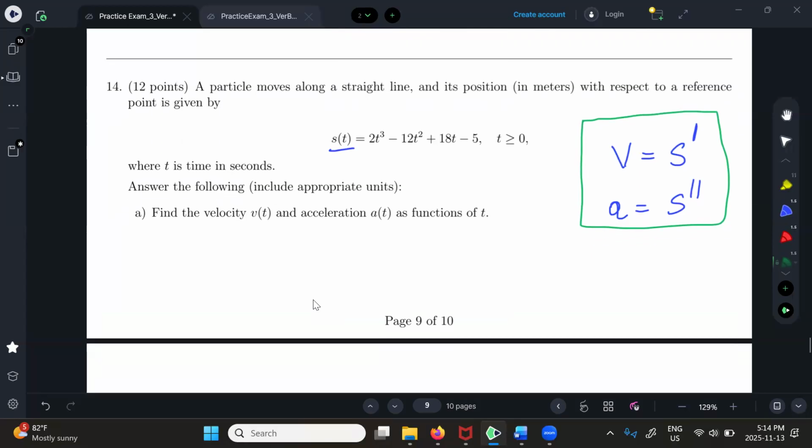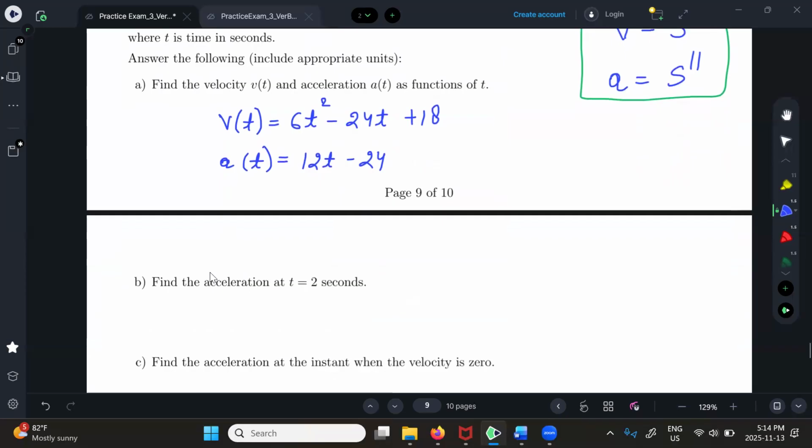Velocity is the derivative of that. Acceleration is the double derivative. So what is velocity? Find S prime. What do you get? 6t squared minus 24t plus 18. What will be the acceleration? There you go. Good job. And this is what we are using. Now, well, this was very straightforward. Find acceleration at 2 seconds.